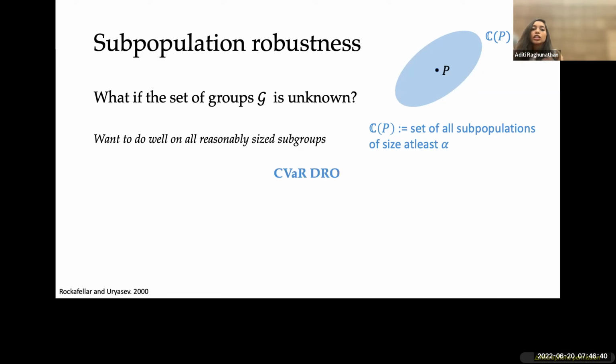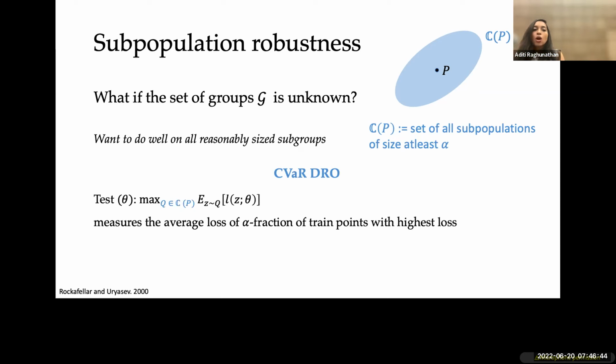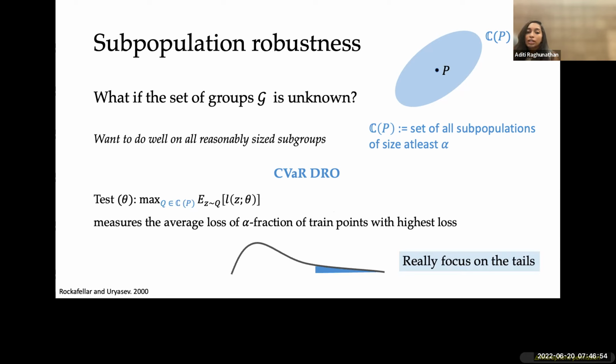So what this turns out to be is called the conditional value at risk DRO, where basically we take the alpha fraction of points that have the highest loss and say that that set has to actually be small. So what we don't want is a case where there's a really long tail where most points are fine, but there's some subset that has a really high loss. We want to protect against this because the long tail could actually correspond to some latent group that we didn't know about. So instead, we want the losses to look like they don't have a long tail.